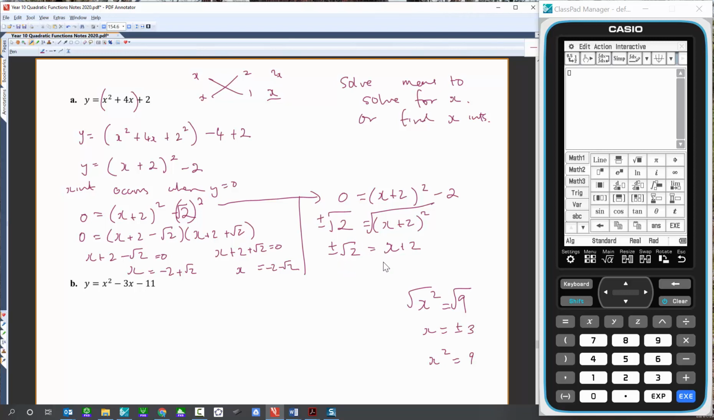All right, so now we're going to subtract 2 from both sides. x equals plus or minus root 2, take 2. Now this solution looks a little bit different to those ones earlier, but in fact it's exactly the same. We can split this solution, and you don't have to, but we could split it as x equals plus root 2 take 2, the plus version of it, and x equals negative root 2 take 2, the negative version of it.